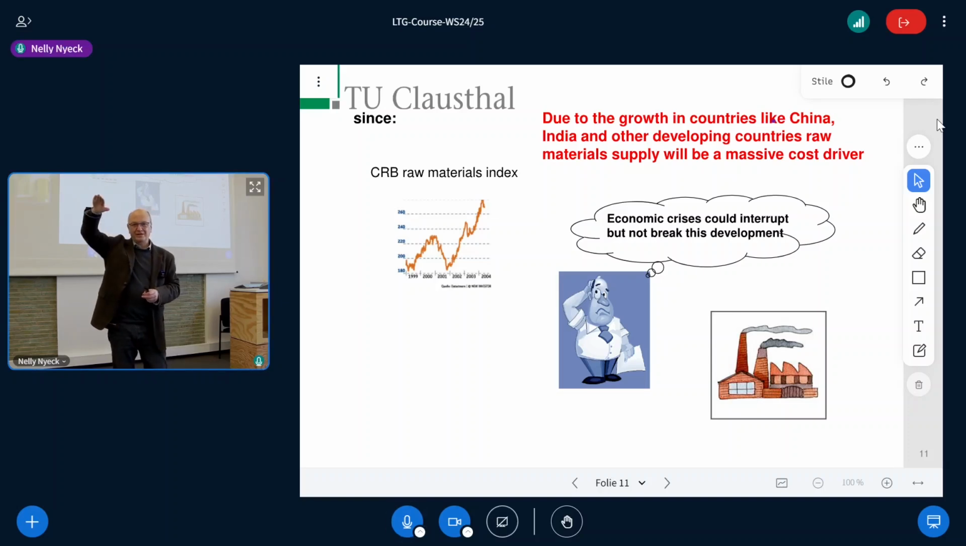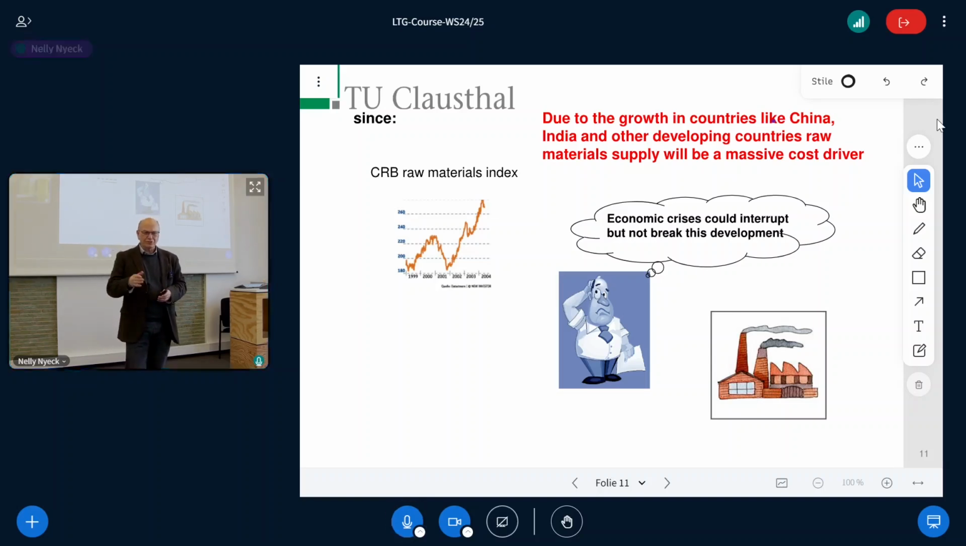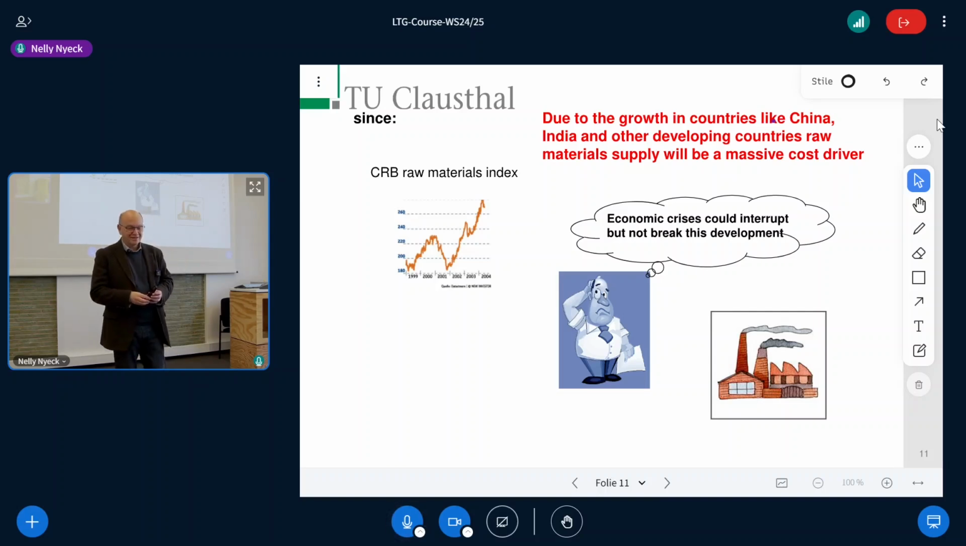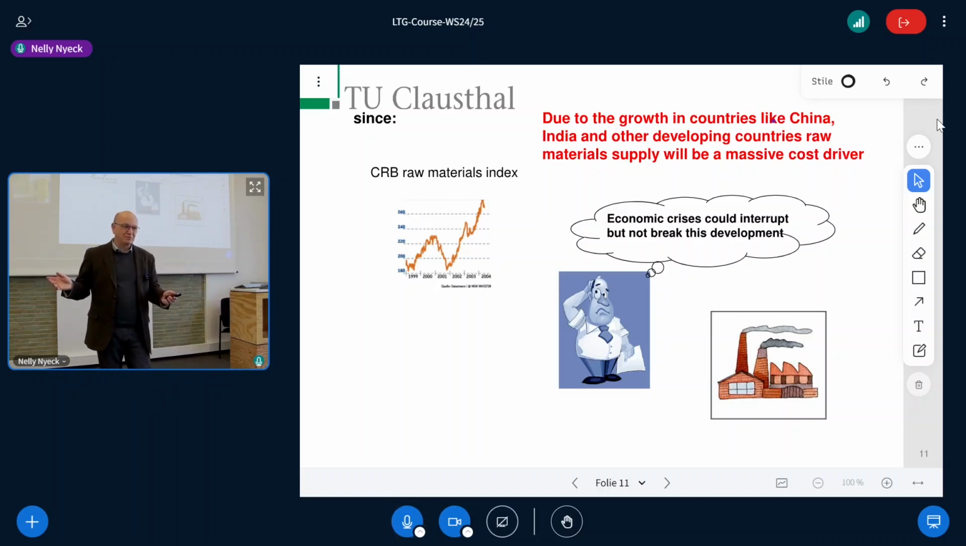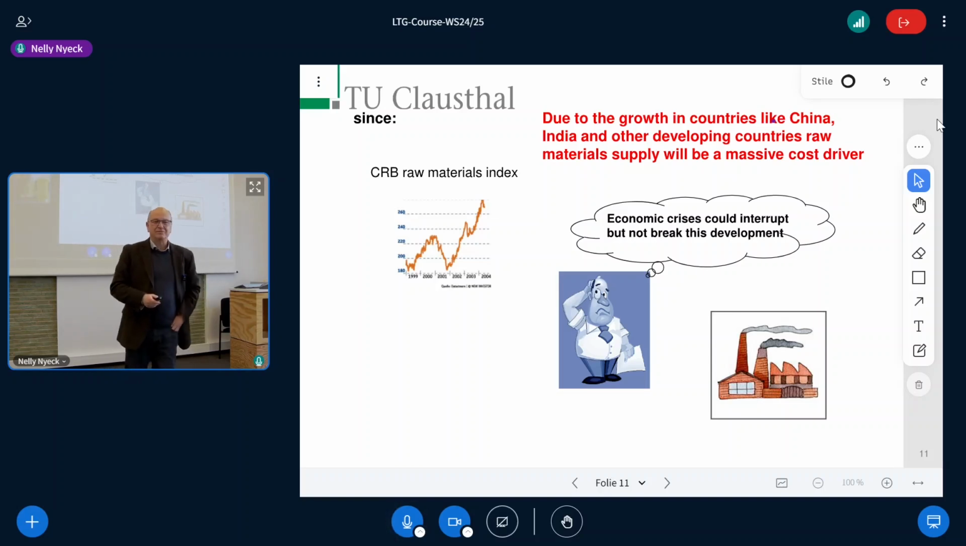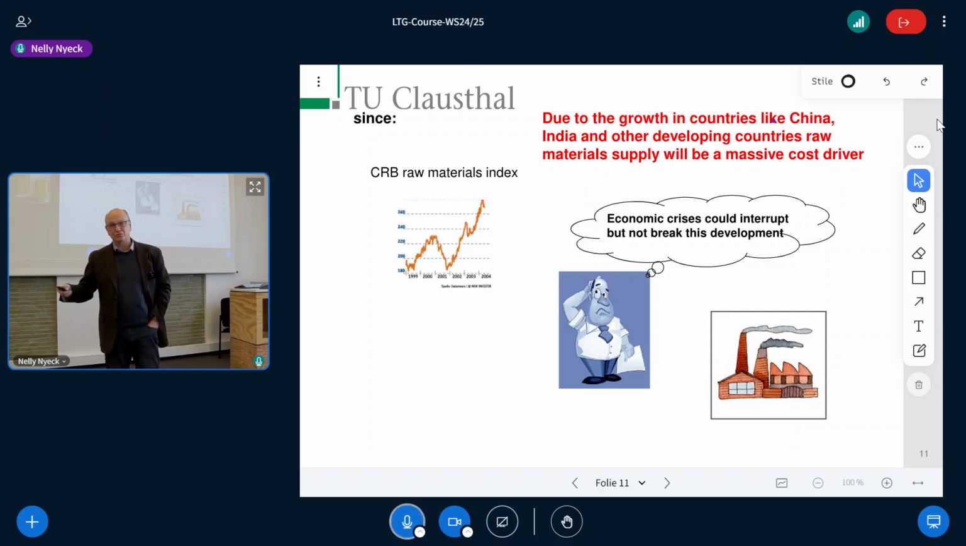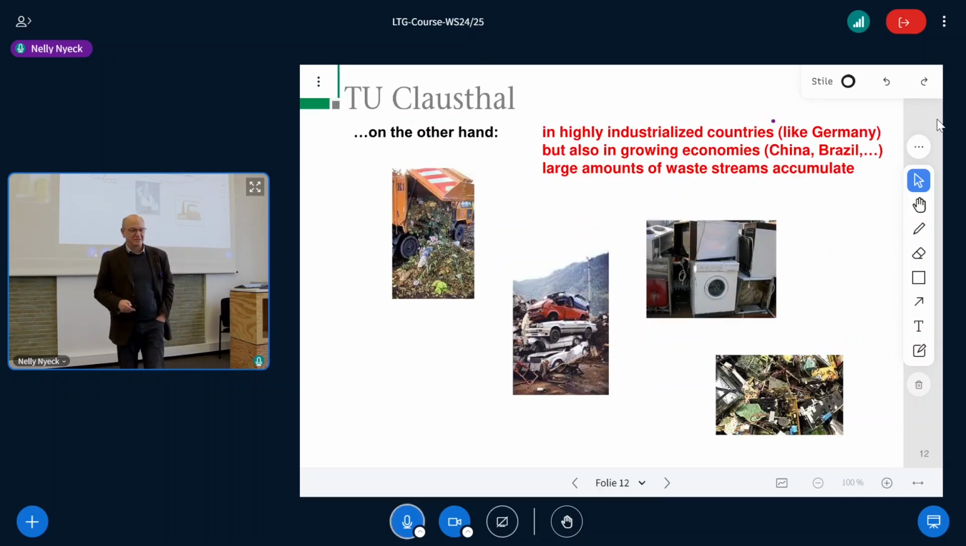So if you go with a line up, then you see that the development of prices really makes a difference. It's rising. If you try to earn your money trading shares or whatever, it might be a different matter, but if you look at the long-range development, it's exactly what happens. So economic crisis could interrupt, but not break these developments. That's also the question with respect to wars. As long as we don't have the Third World War, then everything would be different.